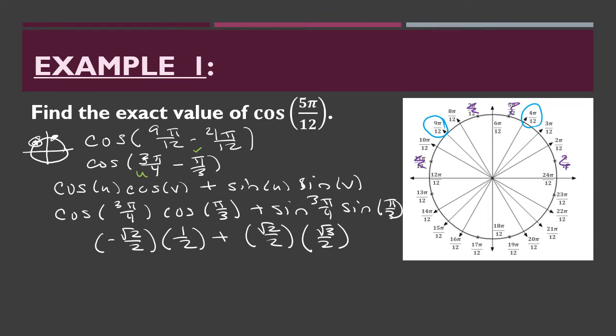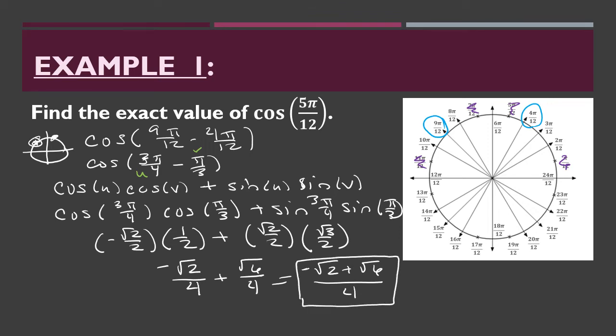So it looks like I have negative square root of 2 over 4 plus the square root of 6 over 4. You could leave that problem looking like that, or you could take negative square root of 2 plus the square root of 6, all over 4, and leave it like that. But at no point can you combine the square root of 2 and the square root of 6. So this will actually be your answer.